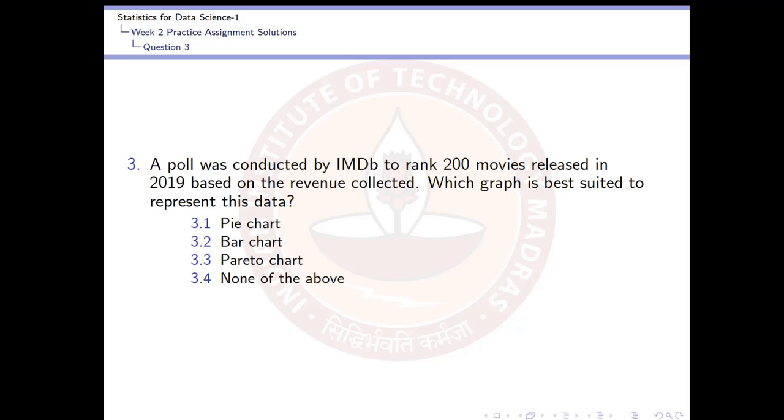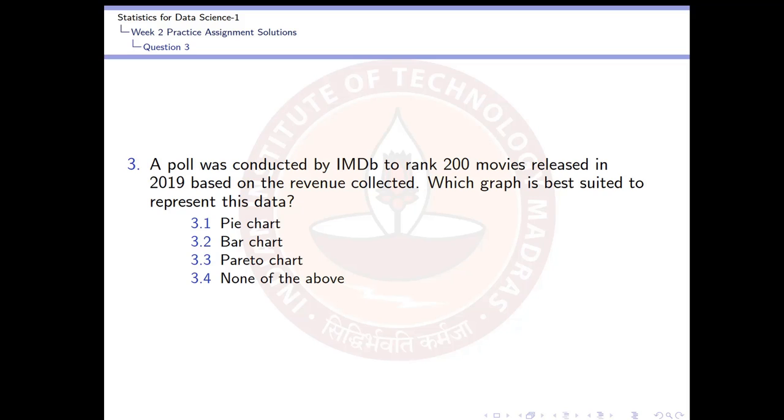Third question. A poll was conducted by IMDb to rank 200 movies released in 2019 based on the revenue collected. So which graph will be best suited for this representation? Here we know that we have 3 kinds of graph for representing a categorical variable, and movie is a categorical variable. To represent its frequency, we have 3 types of charts, that is pie chart, bar chart, and Pareto chart. So which will be more suitable to represent this data?